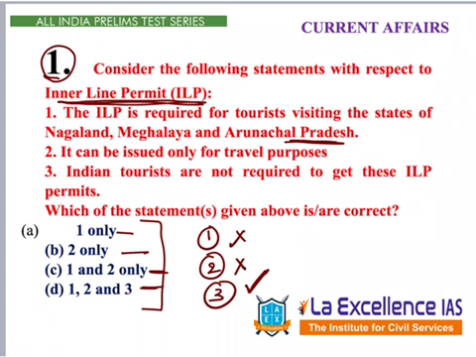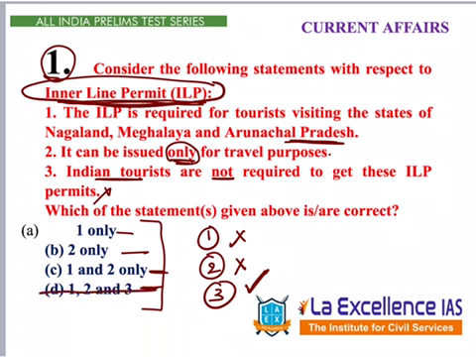Next, let's go through option 2. It says it can be issued only for travel purposes. We said whenever "only" is there, we should be careful. So let's keep this also aside. Let's go through option 3. Indian tourists are not required to get these ILP permits. Even by knowing the preliminary information regarding the inner line permit, we can say that even Indian tourists from other states also require an inner line permit. So we can say for sure this is incorrect. So let us eliminate this.